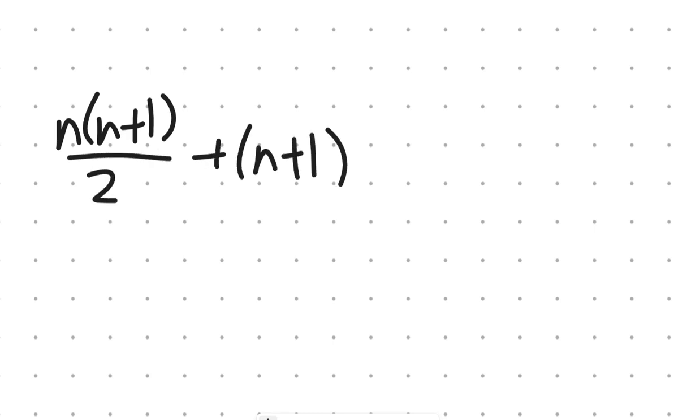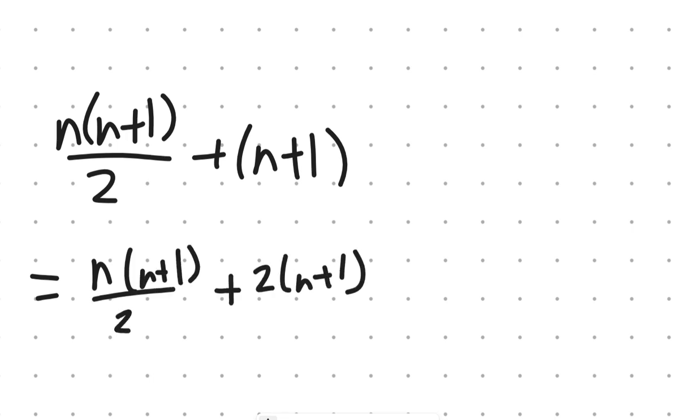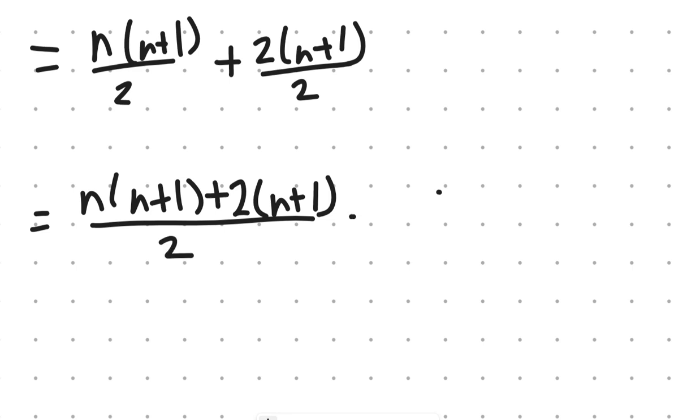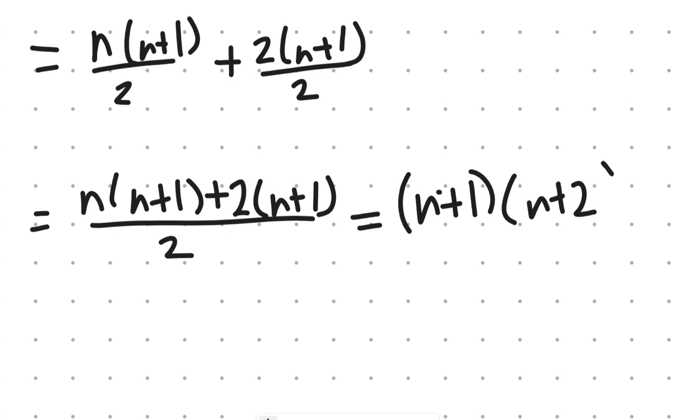Now how can we put this in one fraction? We can put this in one fraction if we have the same denominator. So we have to multiply by 2 on the n plus 1, which will equal n times n plus 1 divided by 2 plus 2 times n plus 1 divided by 2. So this would equal n times n plus 1 plus 2 times n plus 1, divided by 2. So we have n plus 1 on both terms, so we can take the n plus 1 out, and then we have n plus 2 divided by 2.